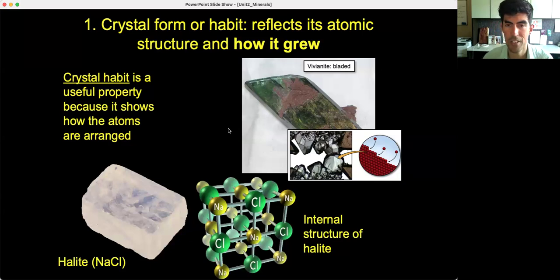Table salt is also called the mineral halite. This is the combination of sodium and chlorine. And this is bonded in a cubic pattern. All of the atoms in the halite, in the salt, have a 90-degree angle relative to each other. And so it forms a cube. And so this cube pattern lends itself to growing in these cubic-like shapes.